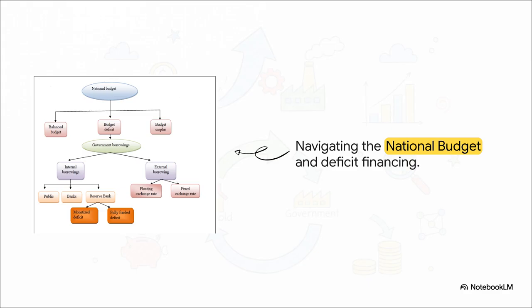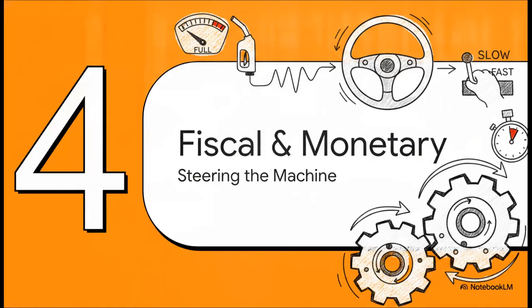If it borrows internally straight from the Reserve Bank, it can lead to what's called a monetized deficit, which actually increases the overall money supply. But borrowing directly from the public or registered banks fully funds the deficit without injecting new money into the entire system.